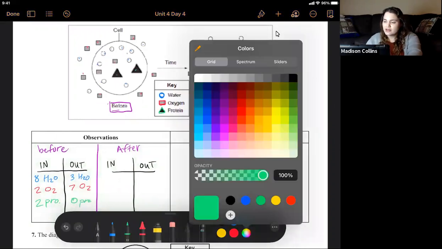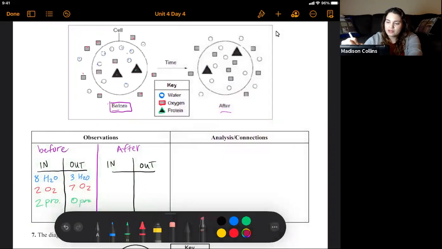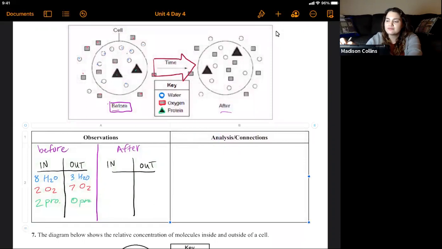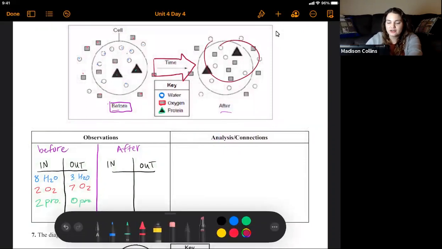But we're also given an after picture. So we're told that over time, that is ugly. Over time, I don't know if that's any better, but over time we end up with this picture that we see over here. So we're also going to make a second chart that labels the contents of that cell.